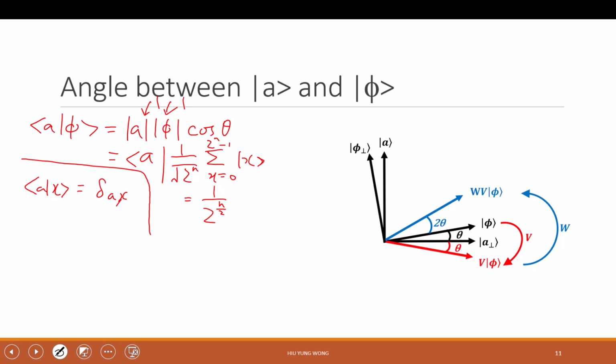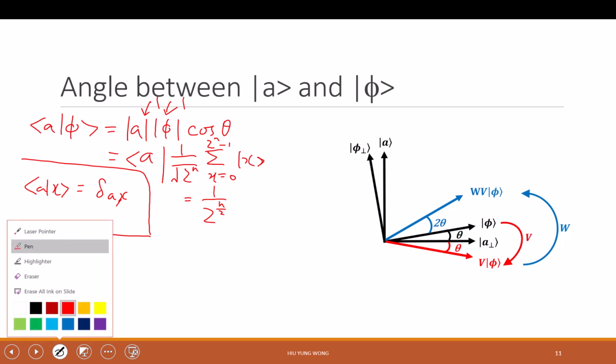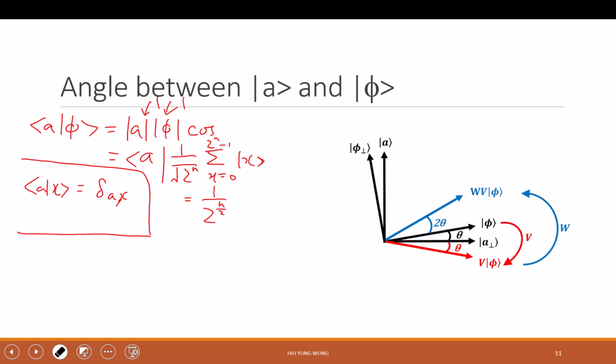But, so it means I said something wrong. Very wrong from here. No one caught it. No one caught it. This is not cosine theta.